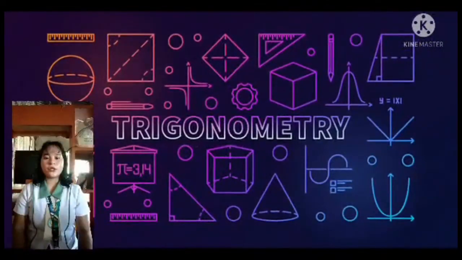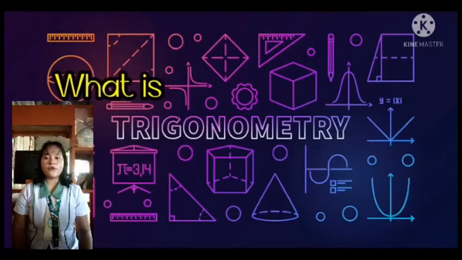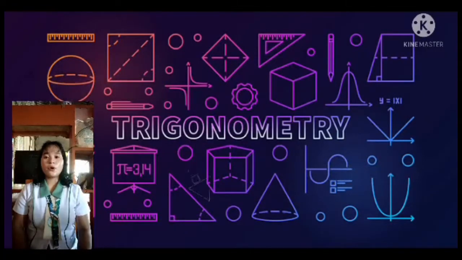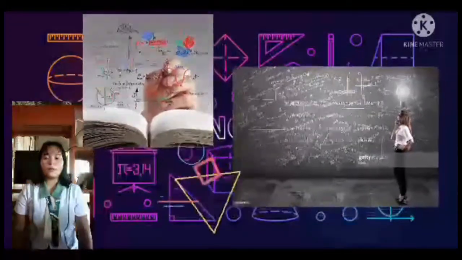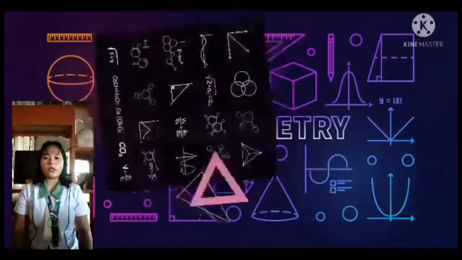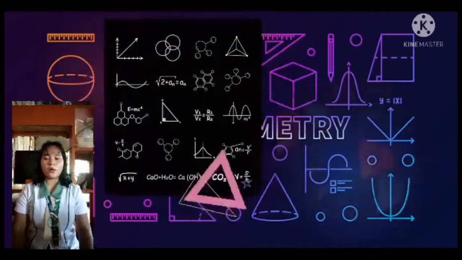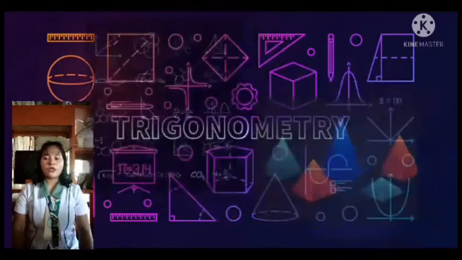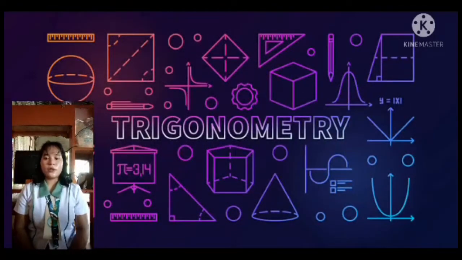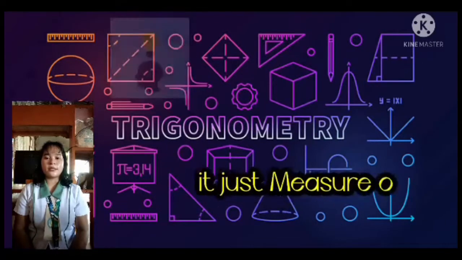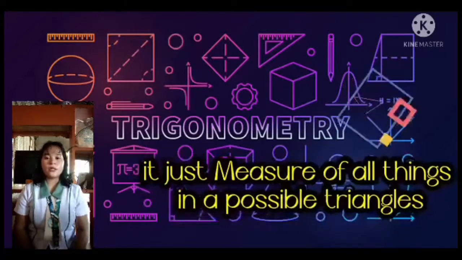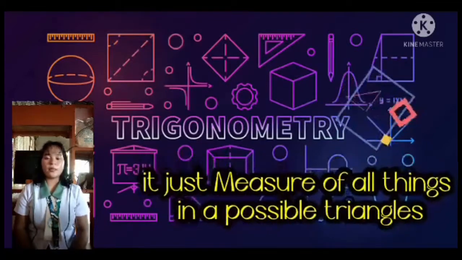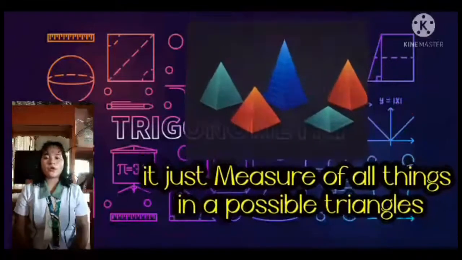So the first question is, what is trigonometry for me? In a book or in research, trigonometry is the branch of mathematics dealing with the relations of the sides and angles of triangles and with the relevant functions of any angles. So, from what I understand, trigonometry is just a measure of all things in possible triangles. As the name might suggest, it's all about triangles.